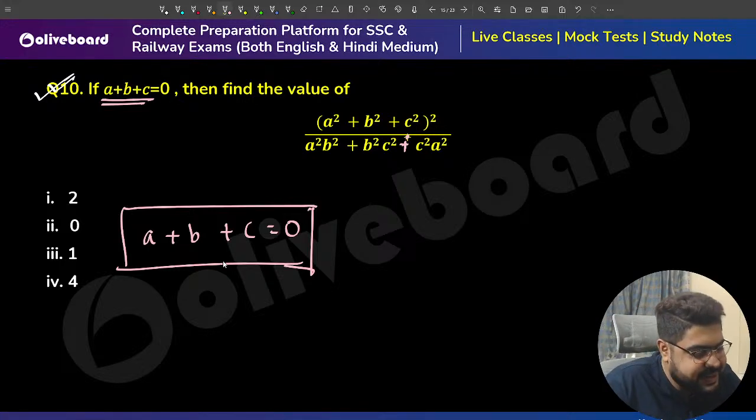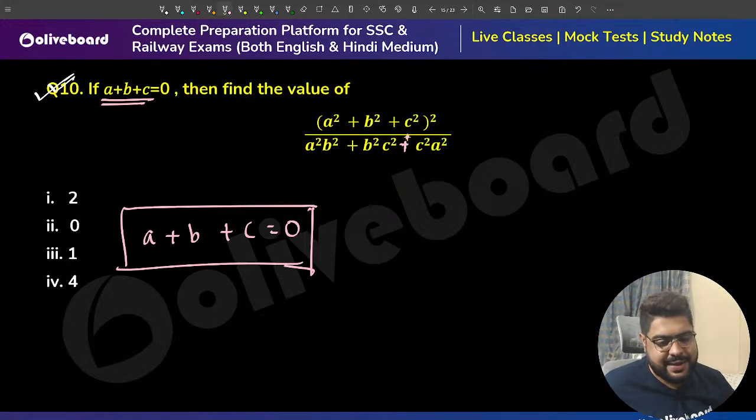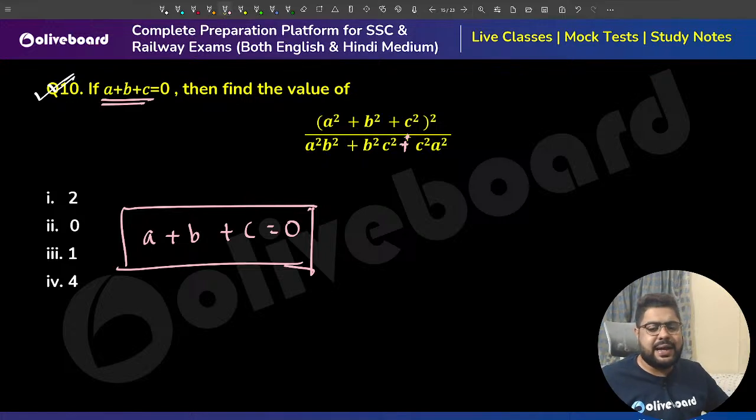This is a previous year NTPC CBT2 question, as far as I can remember. Okay, most of these are PYQs.